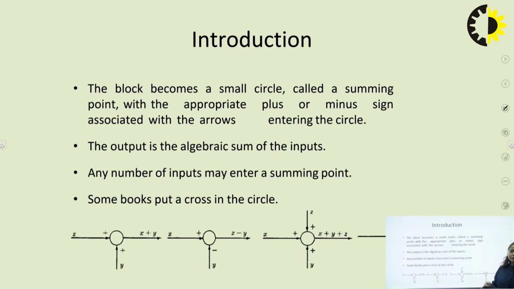Now, in case of block diagram, there are certain terms which need to be remembered. One very important term is called summing point. Summing point is represented by a small circle wherein two or more inputs are added or subtracted. For example, if we consider this small circle called summing point, the two inputs are x and y, which are added together to generate output x plus y. Or if the sign is minus, then it generates an output x minus y.